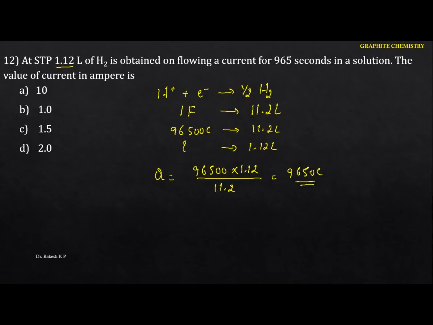But what you have to calculate is the value of the current. We know that Q is equal to I into T. So I is equal to Q, which we got as 9650, divided by the time in seconds, that is 965 seconds. Hence the value you are going to get is 10, that is 10 ampere. Okay, the option is A. Okay, next one.